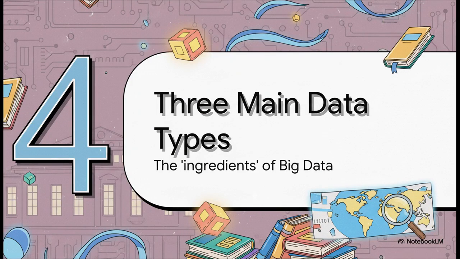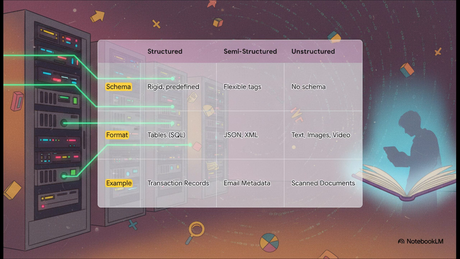A minute ago, we talked about variety as one of the Vs. Let's dig into that a little bit more and look at the 3 main ingredients that make up big data. It really comes in 3 flavors. First, you have structured data. This is the neat stuff, organized perfectly in tables like your library's circulation records. Then you've got semi-structured data, which is a bit more flexible. Think of metadata for a digital photo.